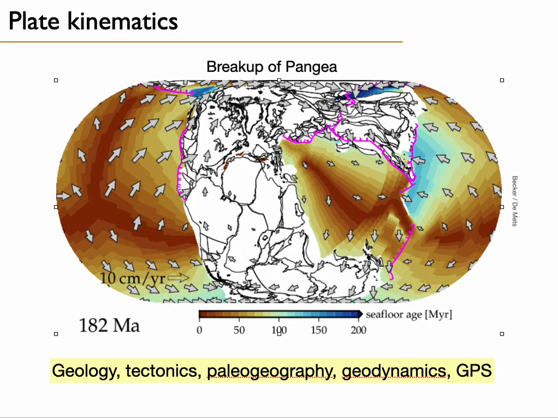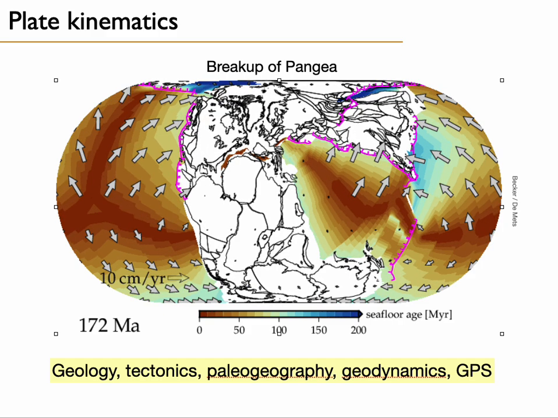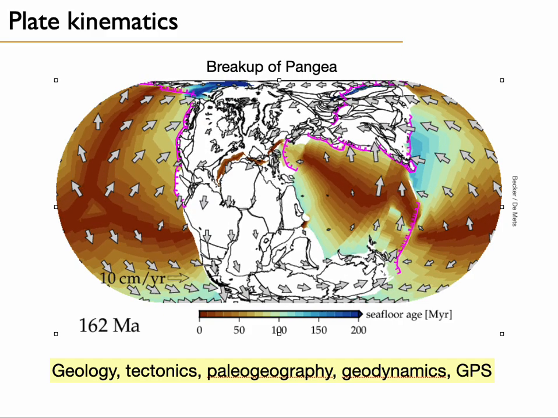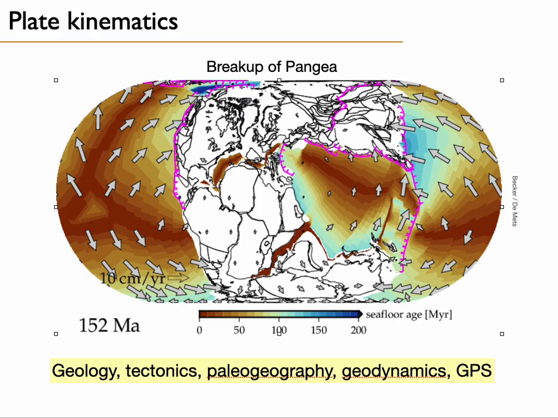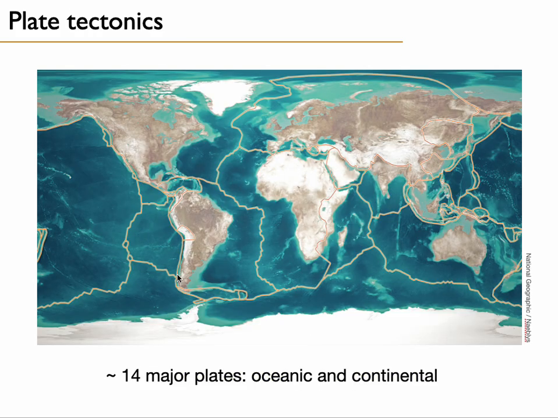So yes, the Earth is dynamic, plates are moving, and that should be linked to internal motions and dynamics of the Earth. As a result of all this motion, we have about 14 major plates at the surface of the Earth. They can be oceanic and continental plates. Some plates have both oceanic and continental portions.